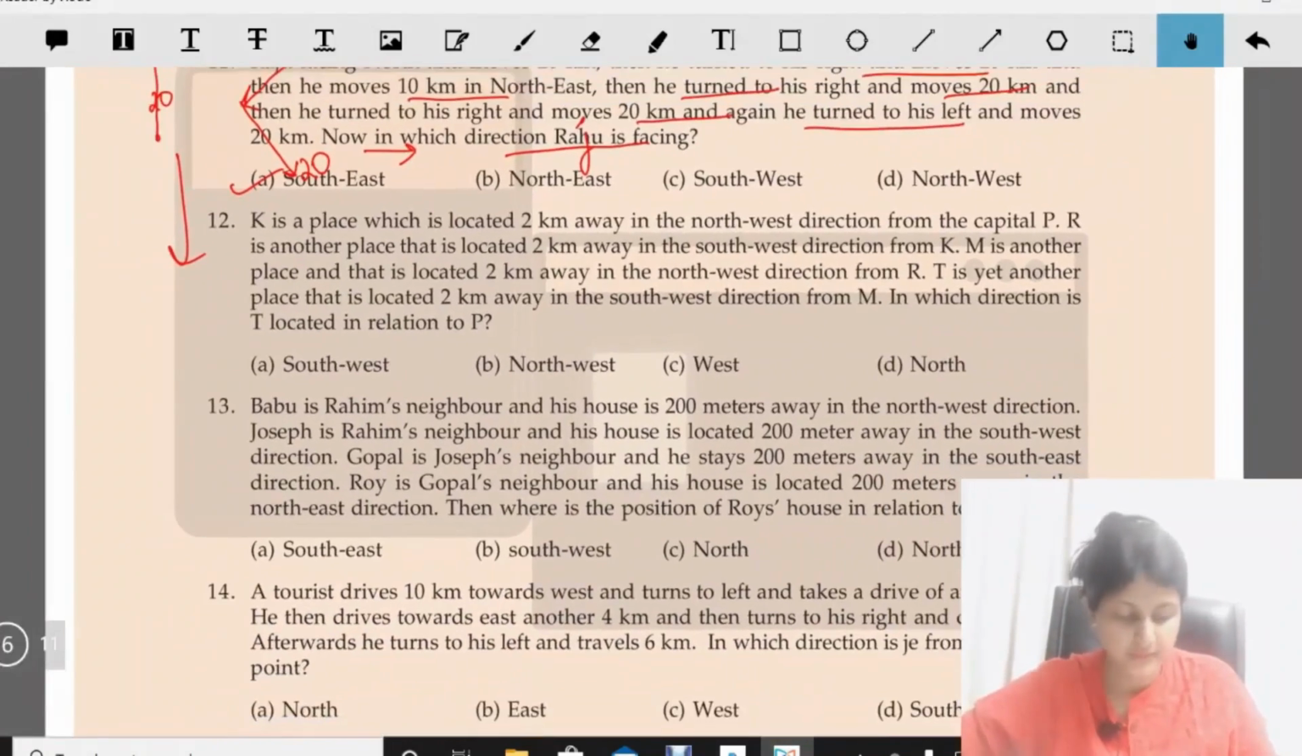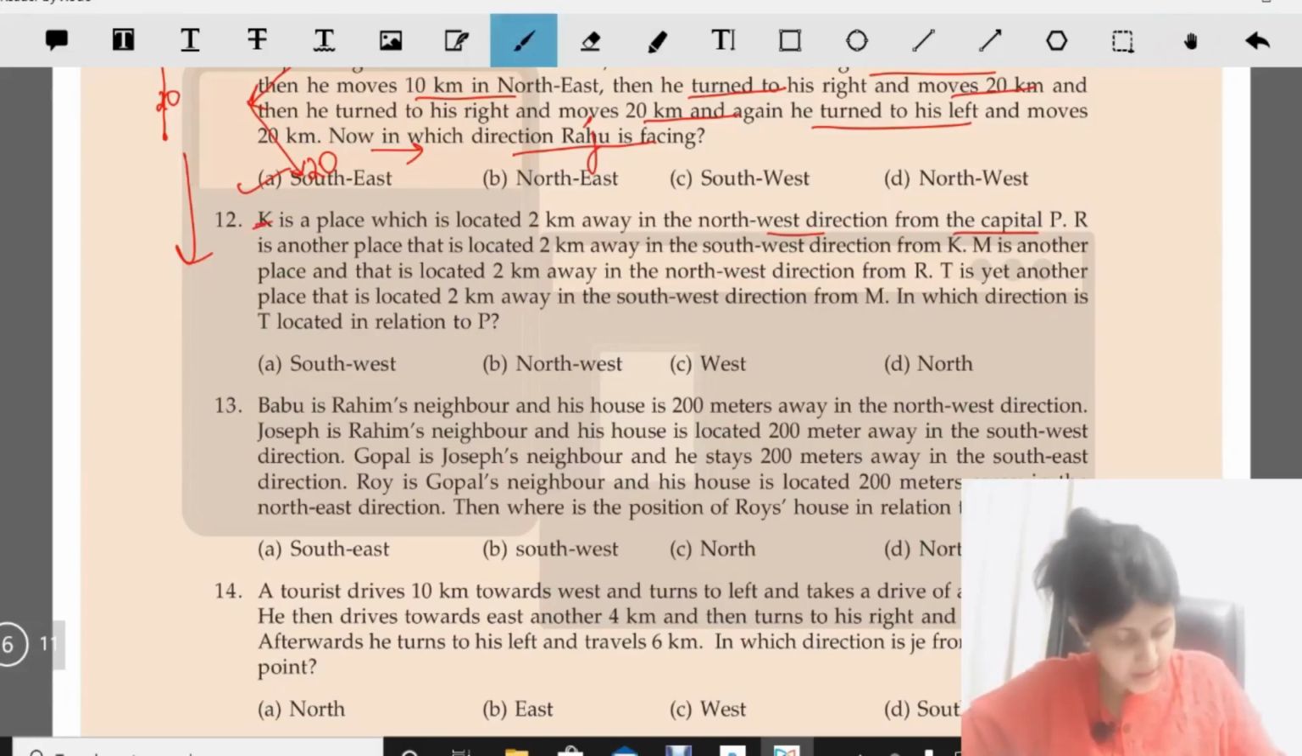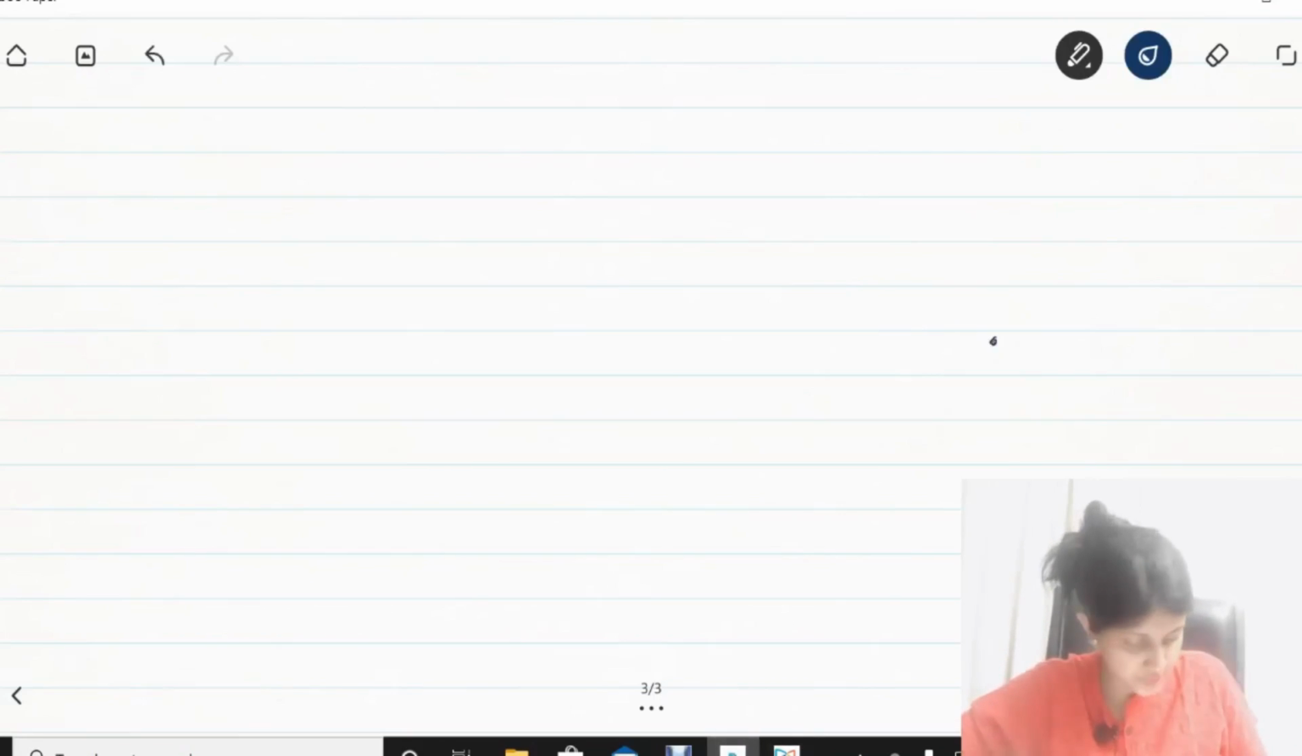Question number 12. K is a place which is located 2 kilometers away in the northwest direction from the capital P. Okay, we will need a lot of space in this question. Suppose this is P. They are saying K is a place which is located 2 kilometers away in the northwest direction. So this is north, this is west. So 2 kilometers, this is K.